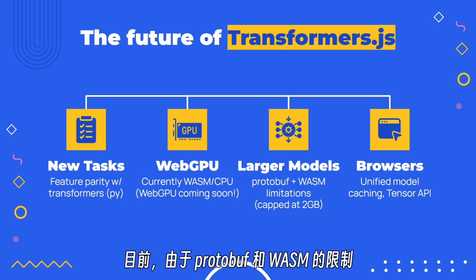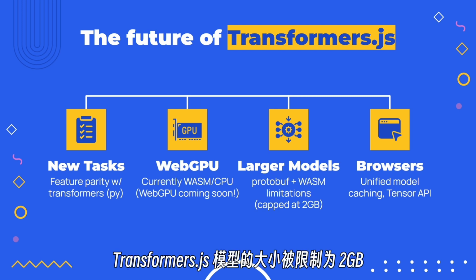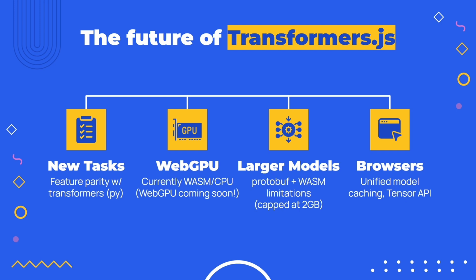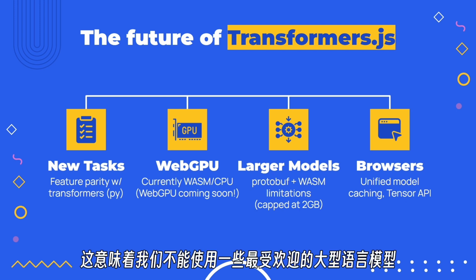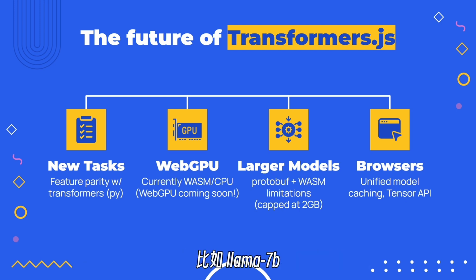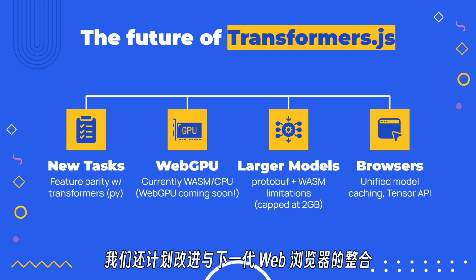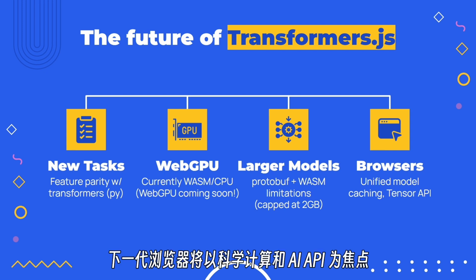Currently, due to protobuf and WebAssembly limitations, Transformers.js models are capped at 2 GB in size. This means we can't use some of the most popular large language models out there, like Llama 7B. Fortunately, efforts are being made in the community to work around these constraints. We also aim to improve integration with, and perhaps guide standards for, the next generation of web browsers, where scientific computing and AI APIs take center stage.